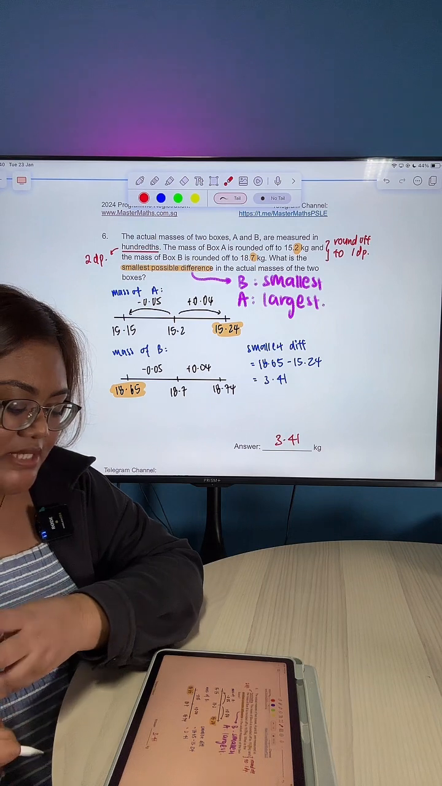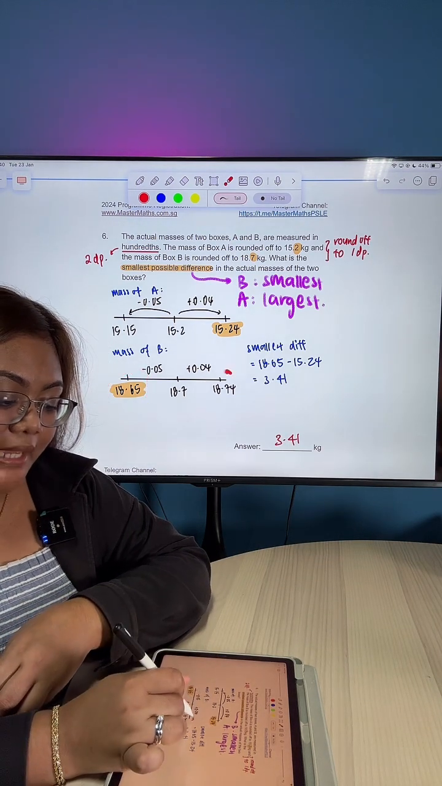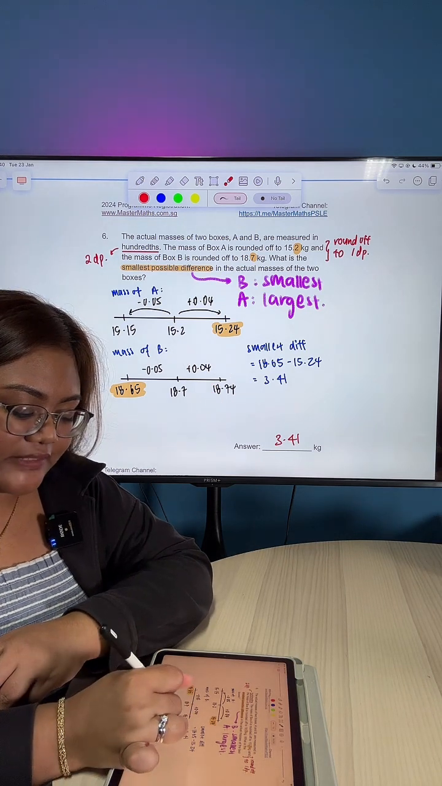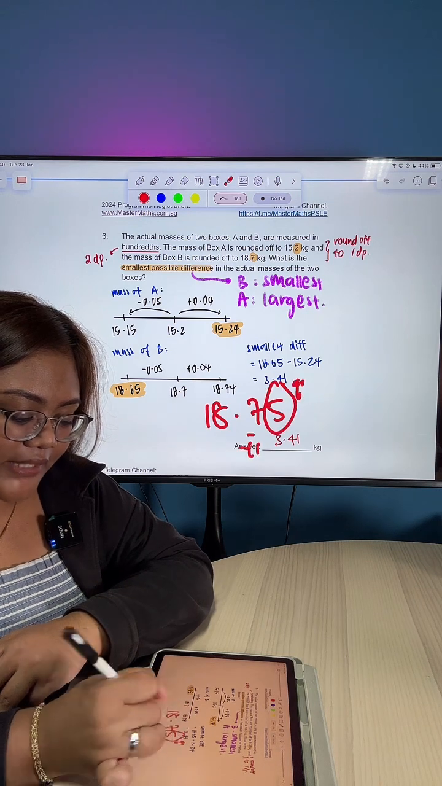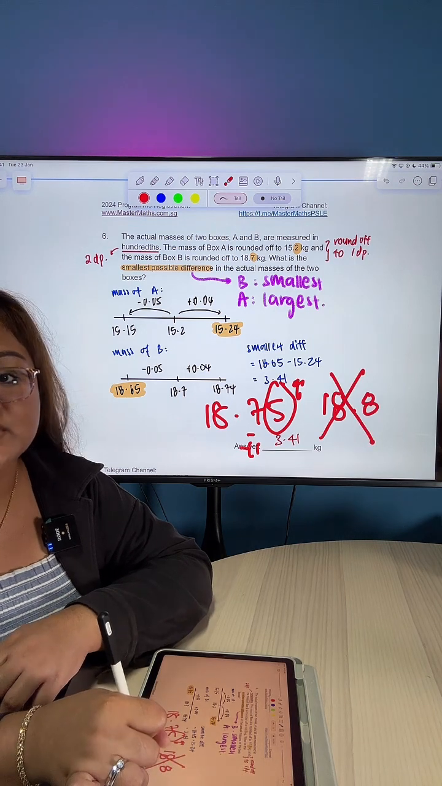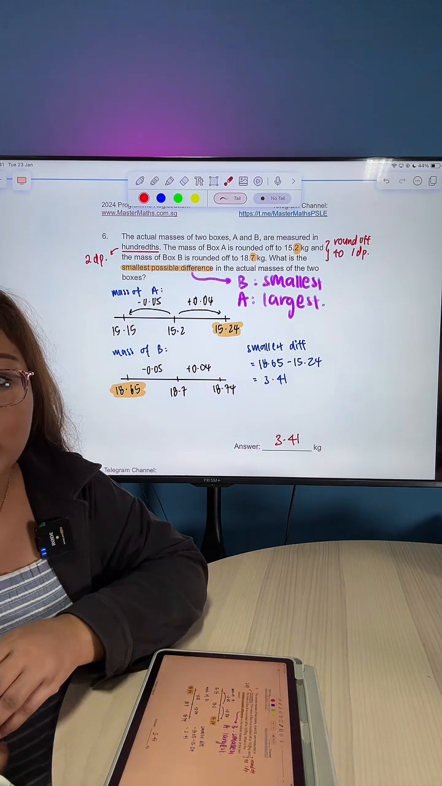And then for B, same thing, I will get 18.65 as the smallest possible, 18.74 is the largest possible. Anything above 18.74, if I use 18.75 and I round off, I will get 18.8. This is not what I want. I want 18.7. So the largest possible is 18.74. Okay?